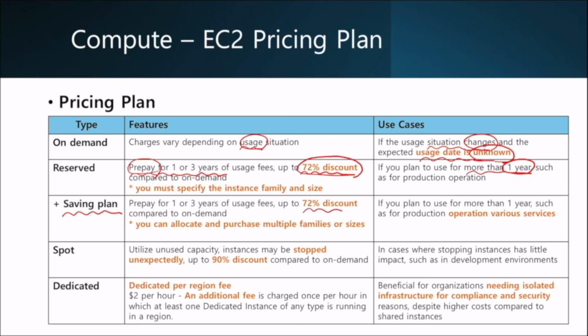However, there is also a big difference between a reserved instance and a savings plan. In the case of a reserved instance, you must select an instance family and commit to it in advance. However, in the case of a savings plan, you can select multiple instances. So, if you operate various services, we recommend going with the savings plan. Next is the spot instance. Because of this, it is a little cheaper. You can get discounts of up to 90%.